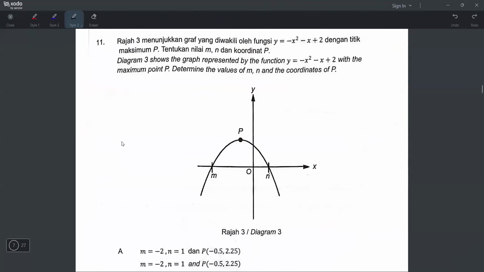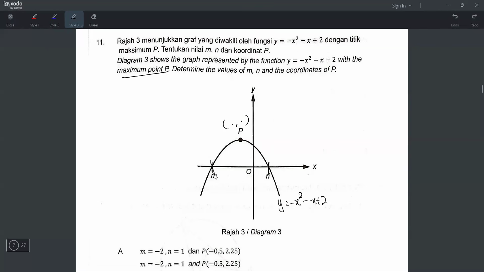Okay, number 11. Diagram 3 shows the graph represented by the function y equals negative x squared plus x plus 2. So they actually gave us the equation and it's complete, because it's only in terms of x. So we can actually find a lot of things from here, like all the roots, the x-intercept, the turning point. With the maximum point P, this is the maximum point, and we can find the coordinate here. Determine the values of m and n and the coordinate of P.